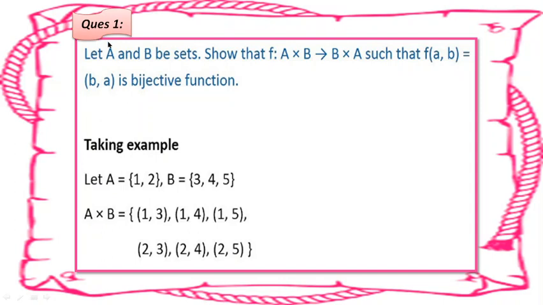Now let's take some examples. Question number 1. Let A and B be sets. Show that the function f defined from A cross B to B cross A such that f of (a, b) equals (b, a) is a bijective function. Now let's take an example. Let's take set A as {1, 2} and B as {3, 4, 5}. I hope you know how to find the Cartesian product A cross B. We have calculated it here. Now the function is defined from A cross B, which is the domain, to B cross A, which is the codomain. And the function is f of (a, b) equal to (b, a), meaning the swapped pair.